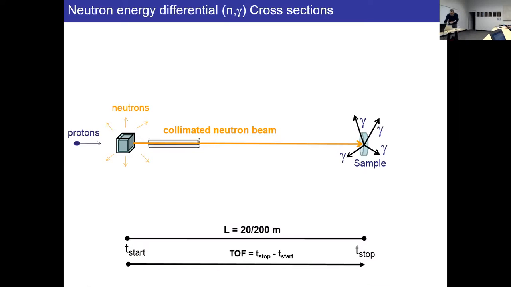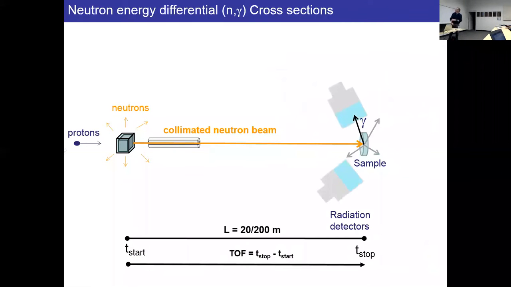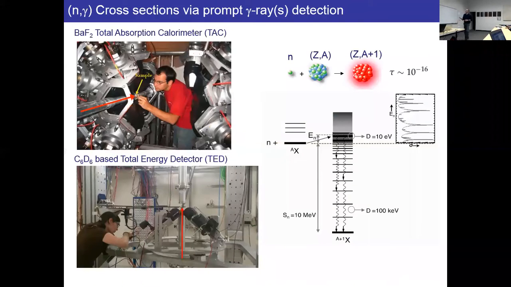So to measure these reactions, we actually use radiation detectors. And here you can see two of the types of detectors that we commonly use for this kind of experiment. So here you have the total absorption calorimeter of barium fluoride crystals. Then you place the sample here, the neutron beam is coming from this place, and then you capture the neutrons and you measure the gamma rays from the excitation of the compound nucleus by using these barium fluoride detectors.